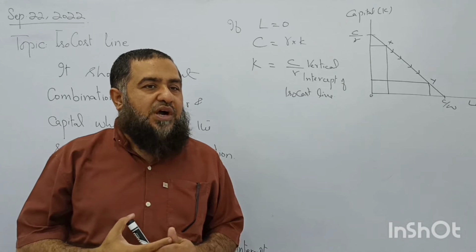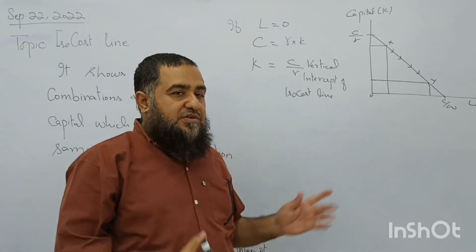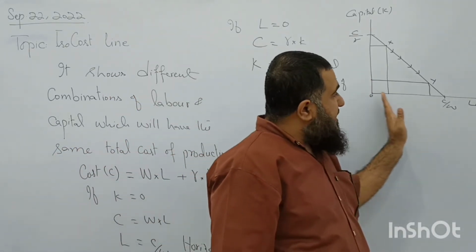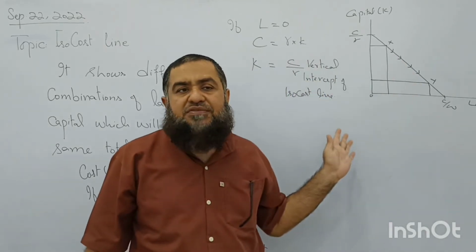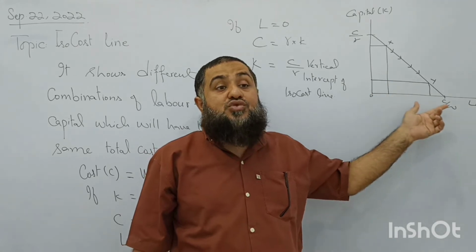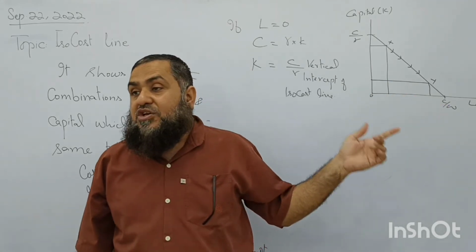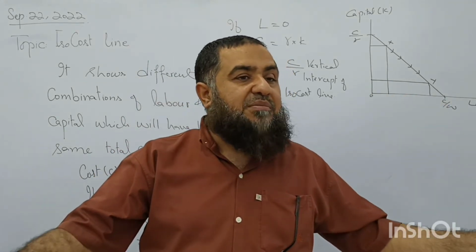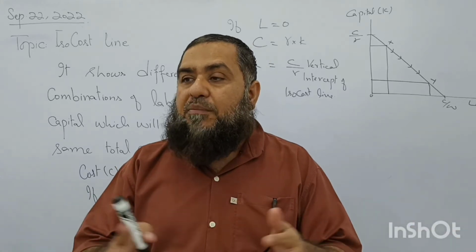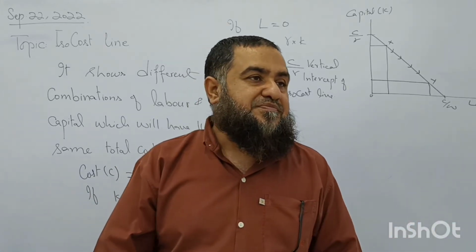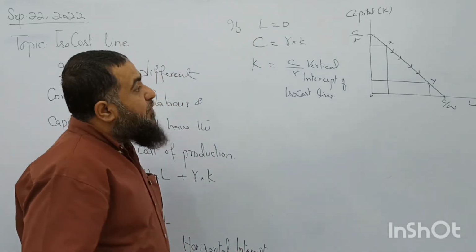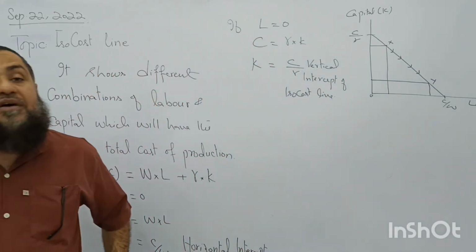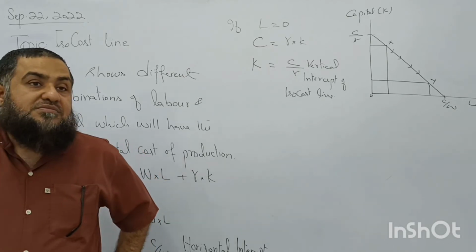Downward sloping means what? If producer increases labor, he has to decrease capital and vice versa. If he increases capital, he has to decrease labor. So both quantities of labor and capital, they move in opposite direction. Clear or not? Now, what can be the slope of this isocost line?